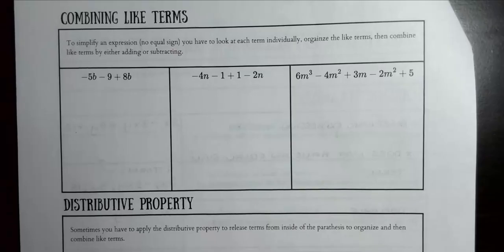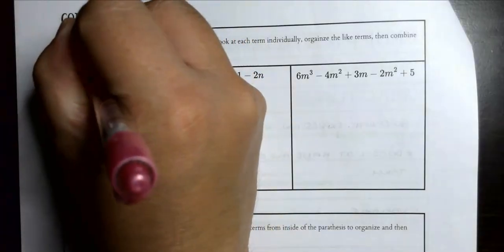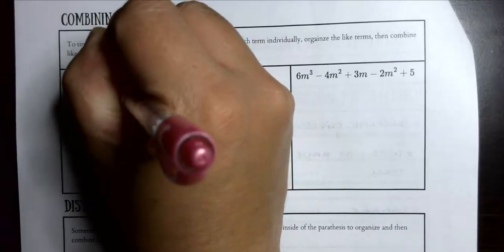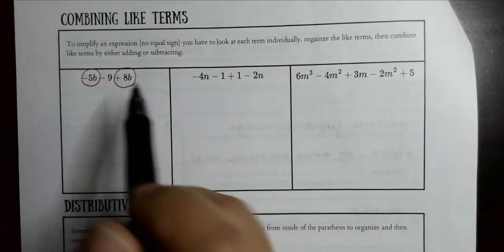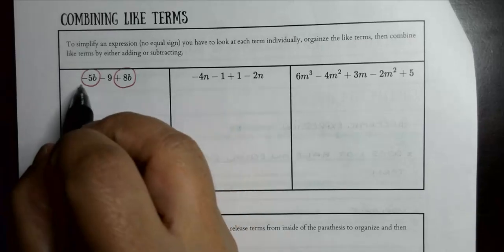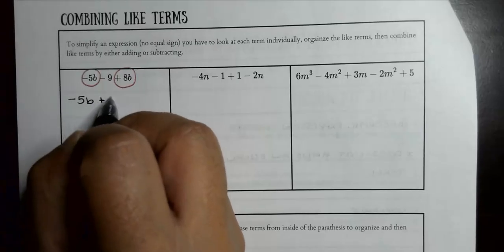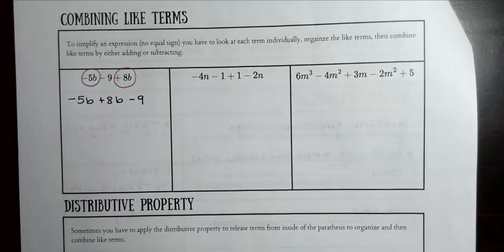And so we're looking for numbers that have the same variable or the same type of number so we can combine them. The first thing I'm going to do is circle the negative 5b. I'm also going to circle the positive 8b because these are like terms. They both have b. Now, I like for you guys to organize it. If they're not already sitting next to each other, I want you to go ahead and set them next to each other. And I have this negative 9. I'm going to bring down the negative 9.